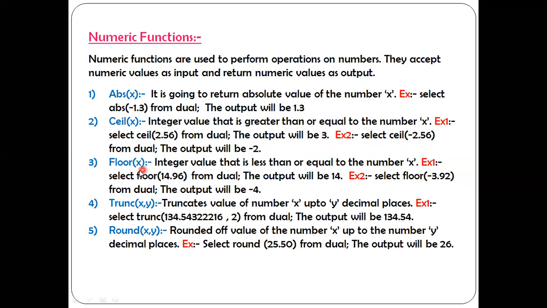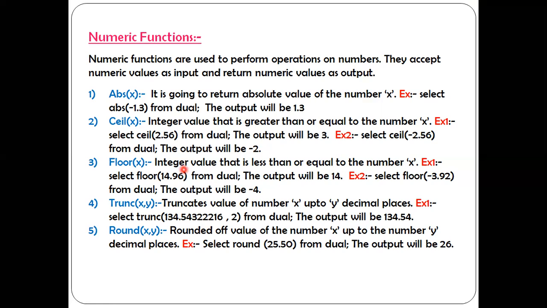Okay, got it? So the third numeric function is floor. FLOOR. How many arguments are there? Only one argument. It returns an integer value that is less than or equal to the number x. That is the greater than, and this is the less than. Have a look at the first example. Instead of ceil, I am going with floor. Select floor of 14.96 from dual.